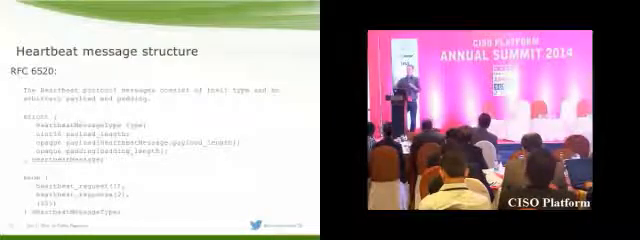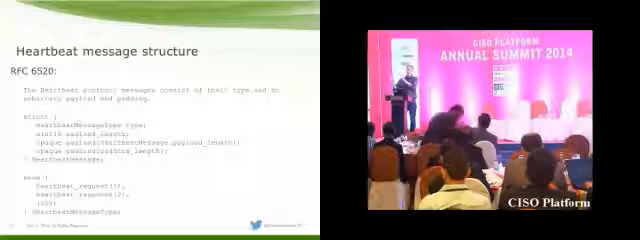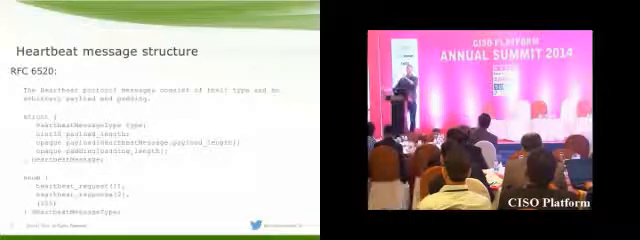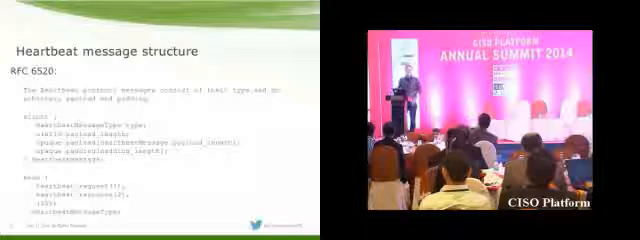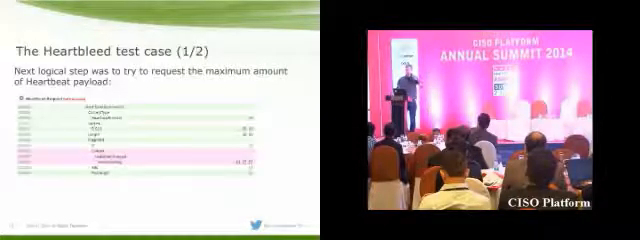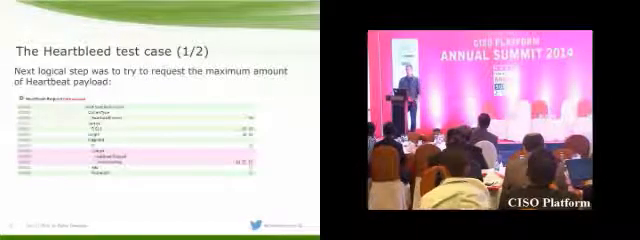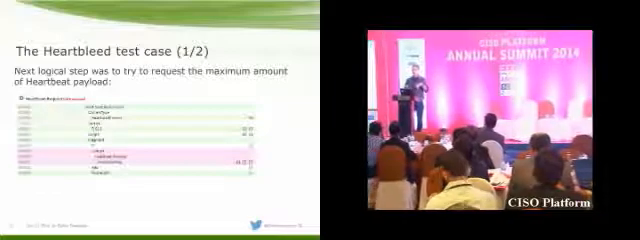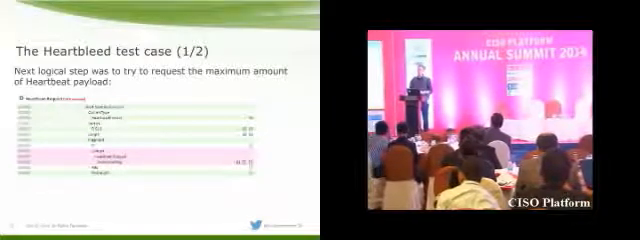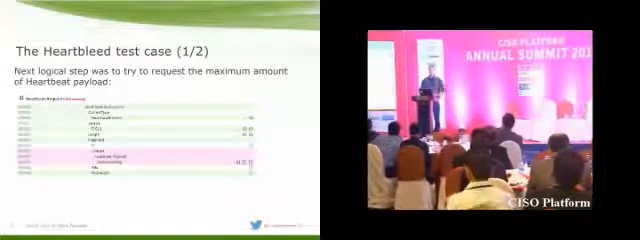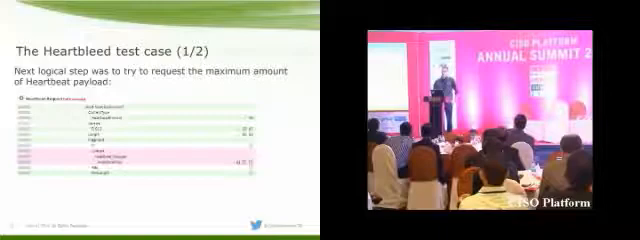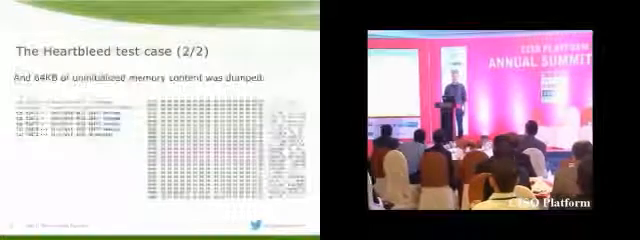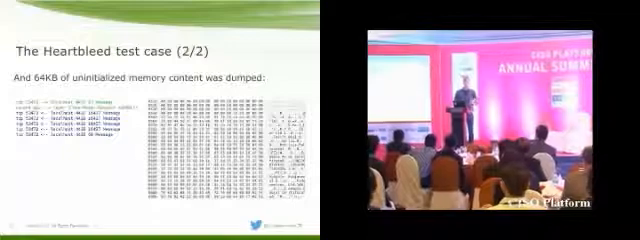And what we thought is that OpenSSL takes the second octet of the length field from its memory and dumps that amount of memory back to us. That way it is varying, because that second octet of the length can be anything between 0 and 255. So the next logical step was to try a crafted heartbeat request, which would request the maximum amount of heartbeat payload from the target system. And what was happening, it actually dumped 64 kilobytes of its memory content back to us.